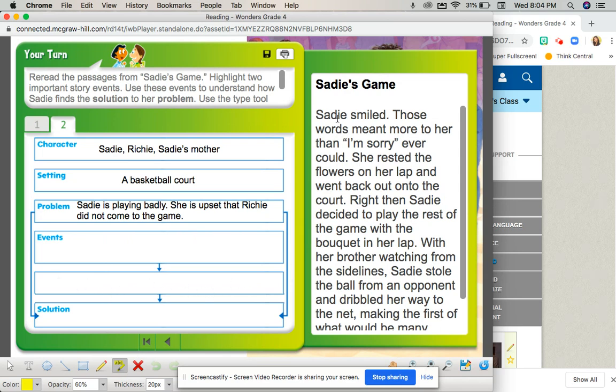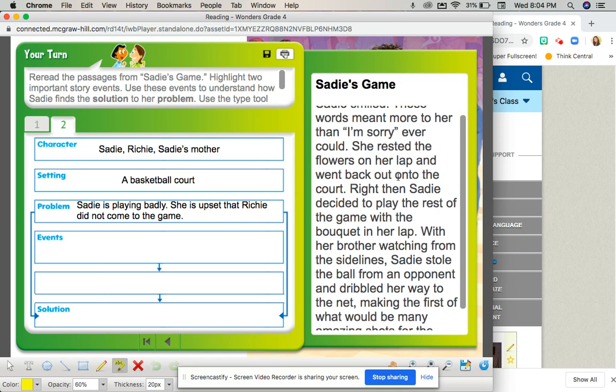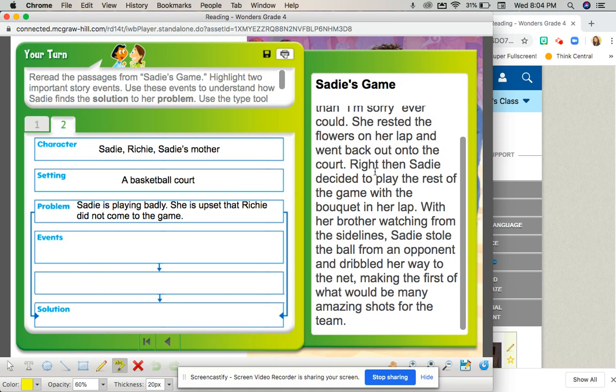It says, "Sadie smiled. Those words meant more to her than I'm sorry ever could. She rested the flowers on her lap and went back onto the court. Right then, Sadie decided to play the rest of the game with a bouquet in her lap. With her brother watching from the sidelines, Sadie stole the ball from an opponent and dribbled her way to the net, making the first of what would be many amazing shots for the team."